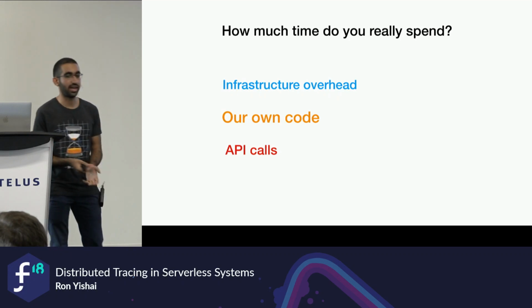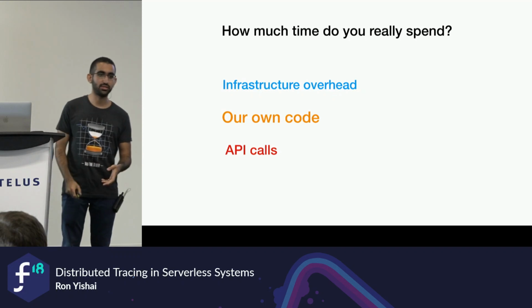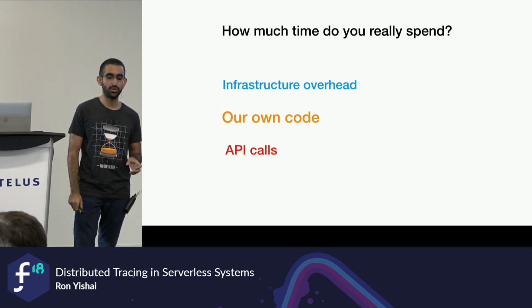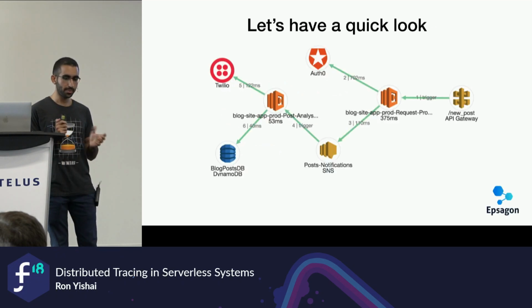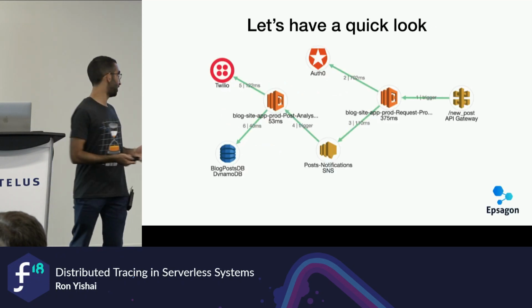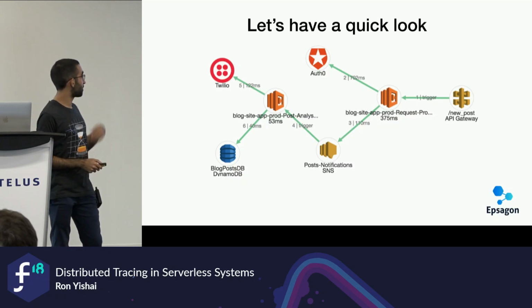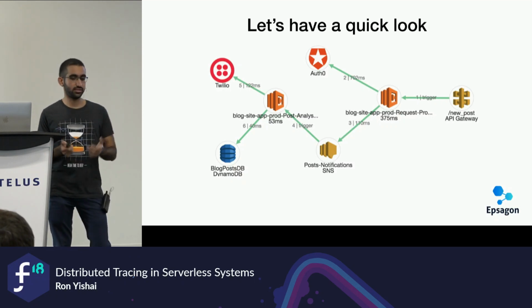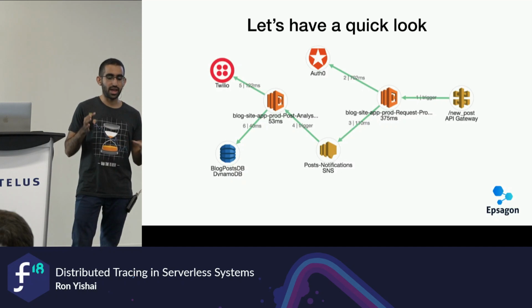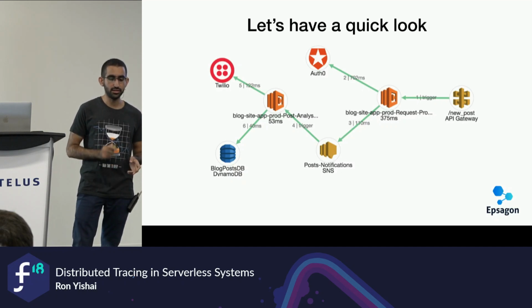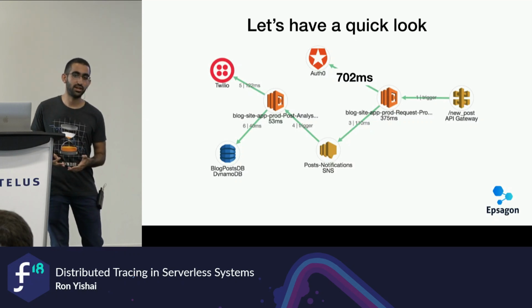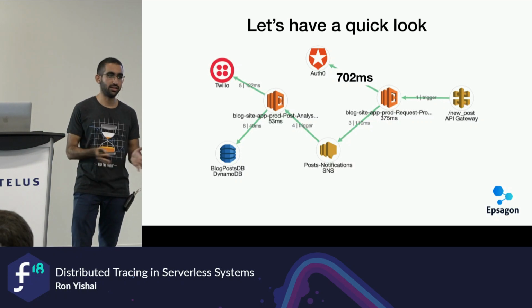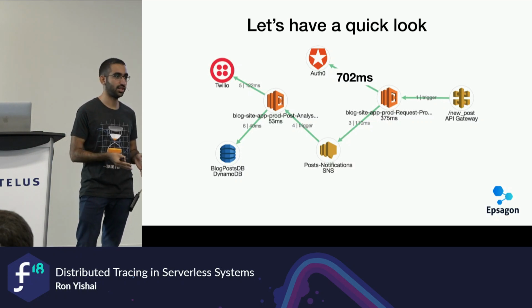That's okay, and I have the API calls. So we need to understand for each Lambda function what we're spending our time on in each part. Let's have a quick look again at a transaction. What we can see here is a transaction that completed end-to-end in less than 1 second, but we have a single operation, a single API call to Auth0 for authentication, that took us 700 milliseconds, and that's a big portion of that transaction.